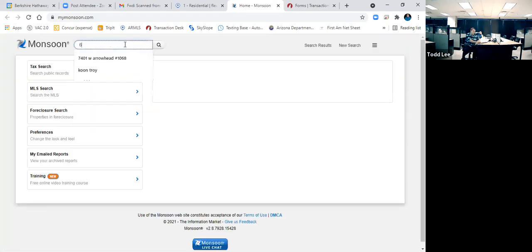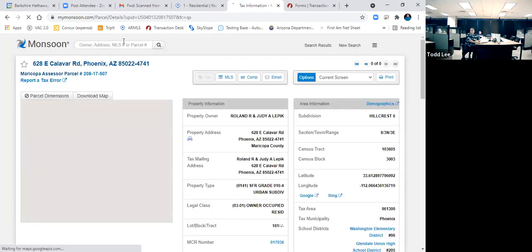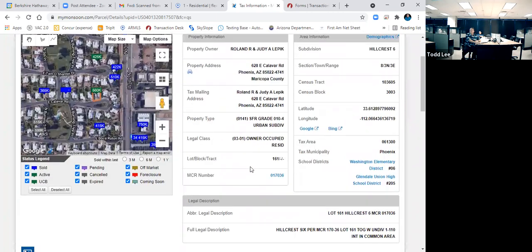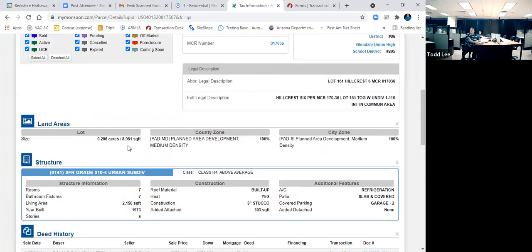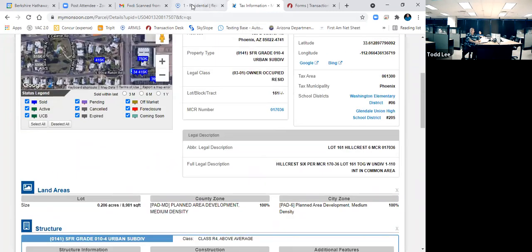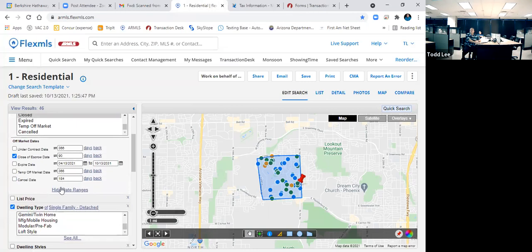And I'm going to type in 628 East Calavar. All right, so there's the property there, so I can get some more information on it. It is an 8,900 square foot lot, 2,150 square foot house, single story. So now I can go back in and plug some of that information into here.